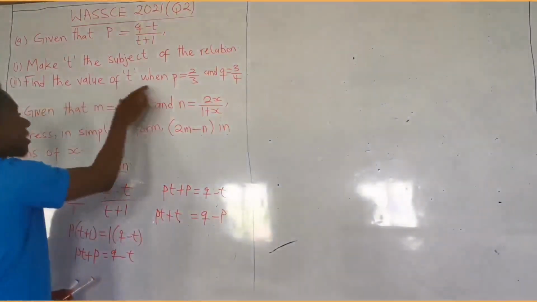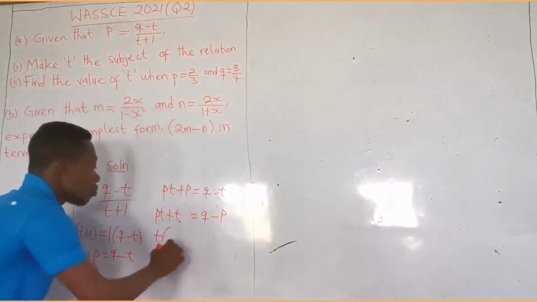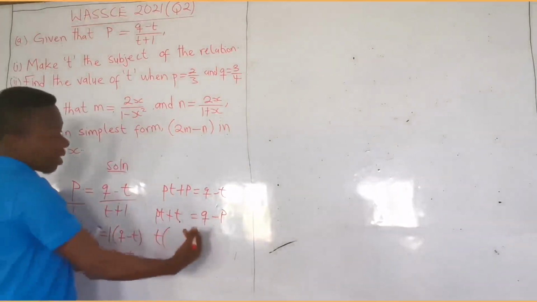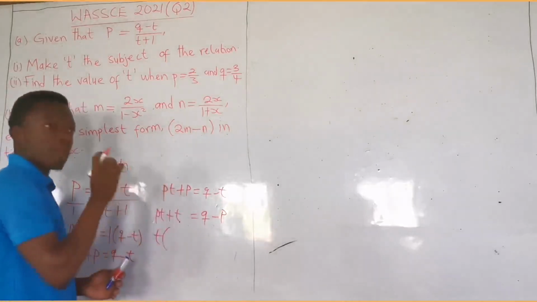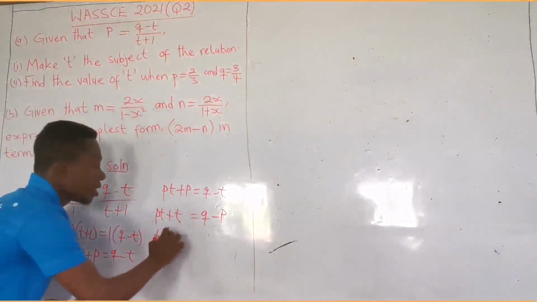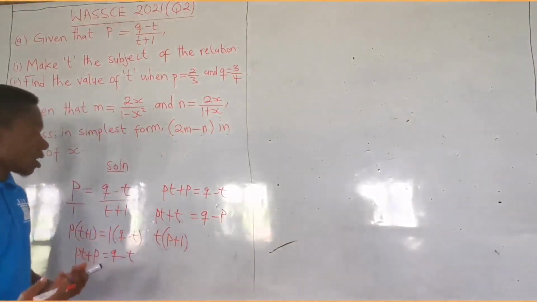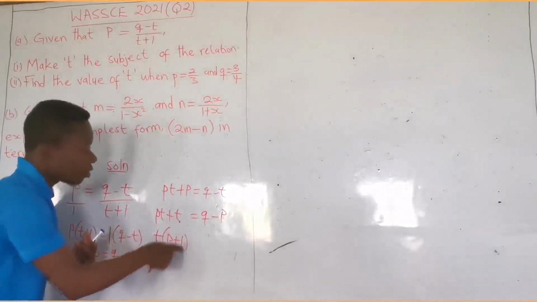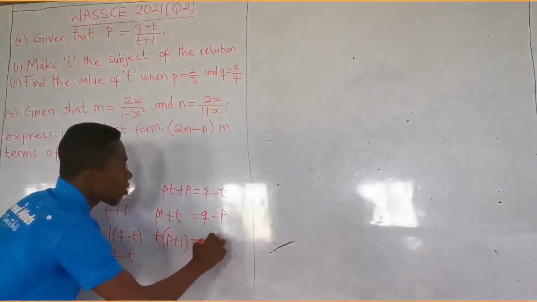Once I get to this stage, all I will do is make T the subject. So I'll factor T out, so it becomes T into brackets P plus 1. Factorization has to go with the idea that whatever you get within the bracket, when you multiply, you should be able to get the expression back. T multiplied by P gives PT, and T multiplied by 1 gives T. That is the whole idea about factorization, and it is equal to Q minus P.